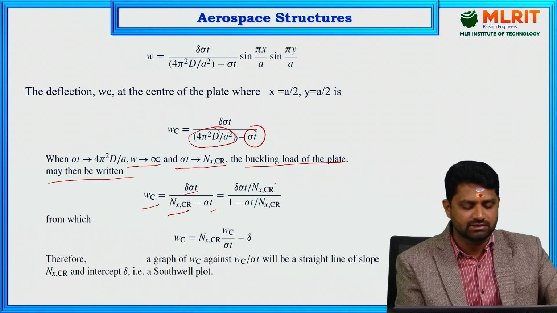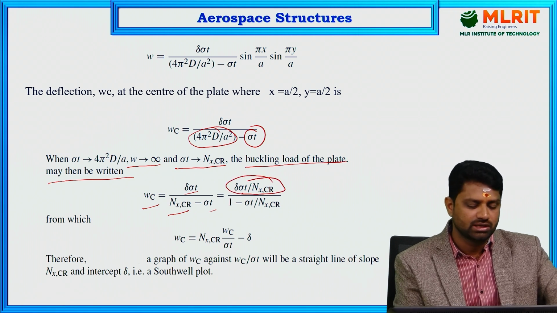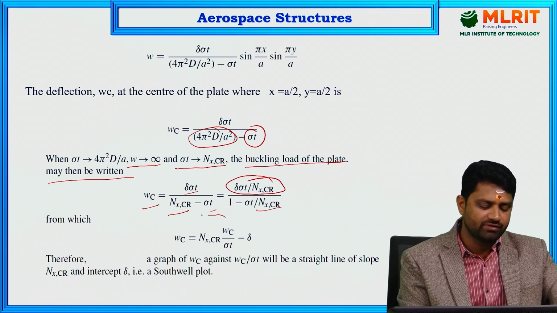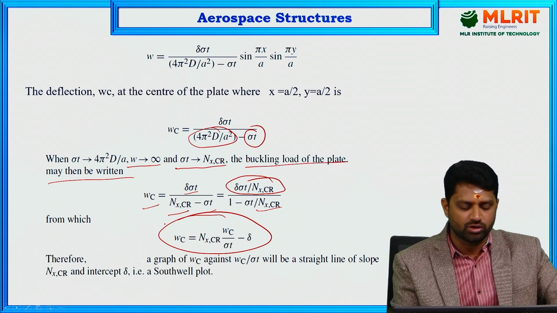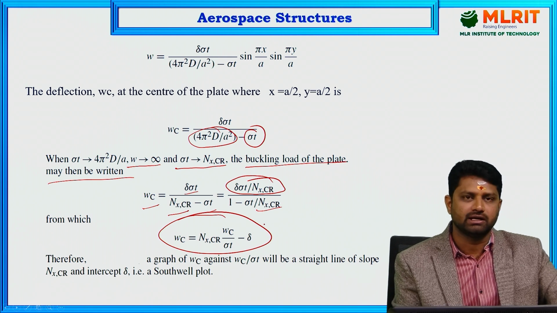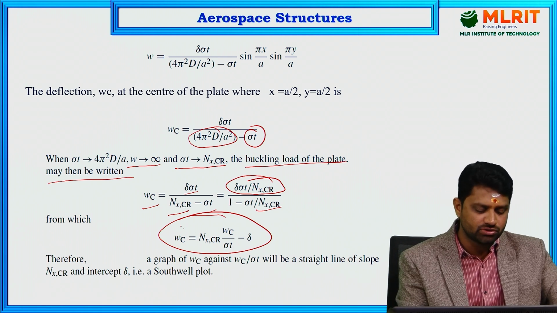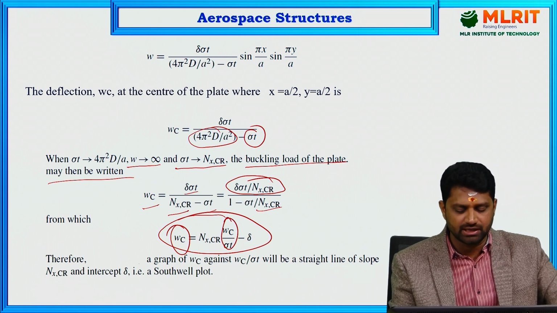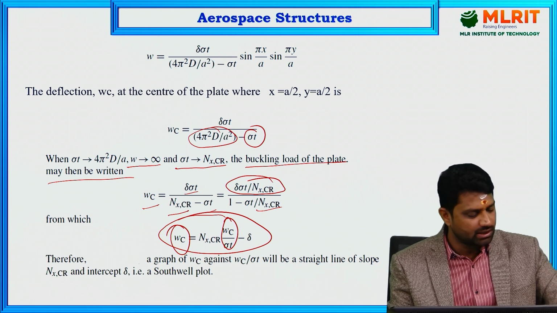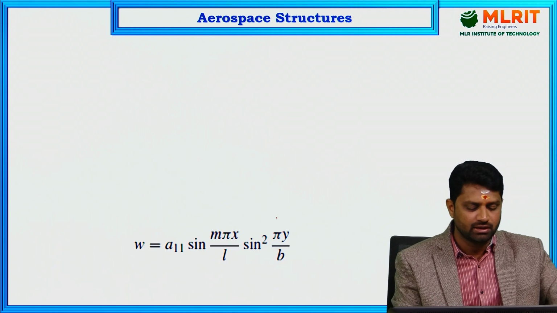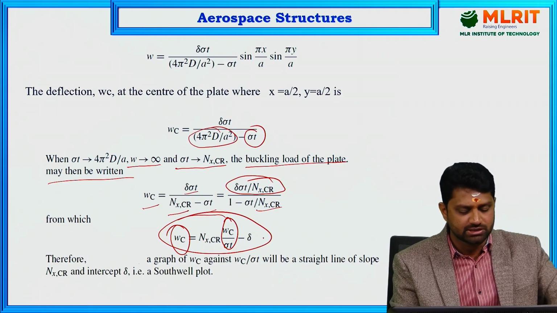Further, it can be written as the deflection into sigma t divided by Nx critical, divided by 1 minus sigma t divided by Nx critical, and from this you can write the form of the Southwell plot, that is WC equals Nx critical into WC by sigma t minus delta. Therefore, a graph of WC versus WC by sigma t will be plotted, and usually it is a straight line with slope Nx critical and an intercept of delta. So this is the Southwell plot.